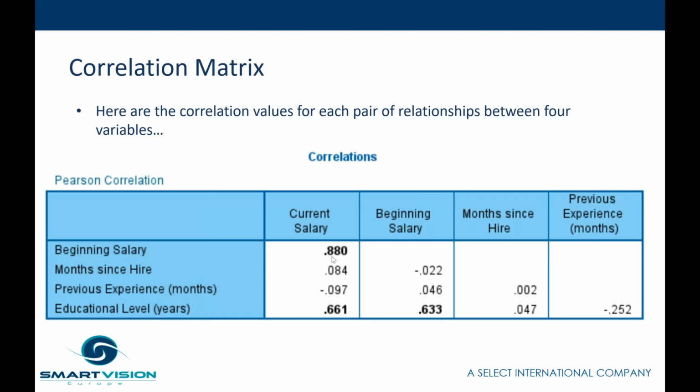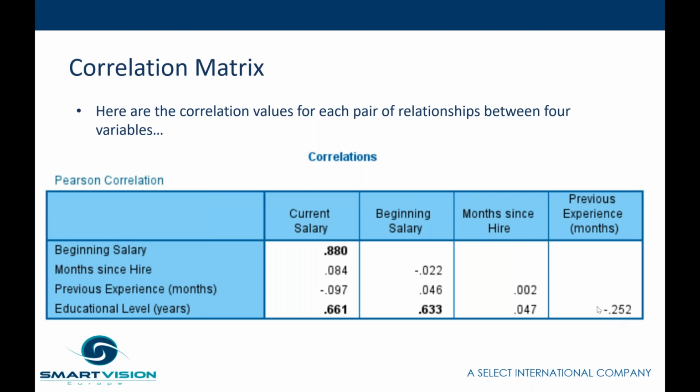So I've just highlighted the stronger correlations here. Here's current salary, 0.880, and here's education level against current salary, 0.661. Here's education level against beginning salary, 0.633. The rest of the correlations, as we can see here, are quite weak. This one is education level against previous experience in months. It's saying that if you have more experience in months, you probably have lower education. It basically means that the older employees tended to have slightly less education.